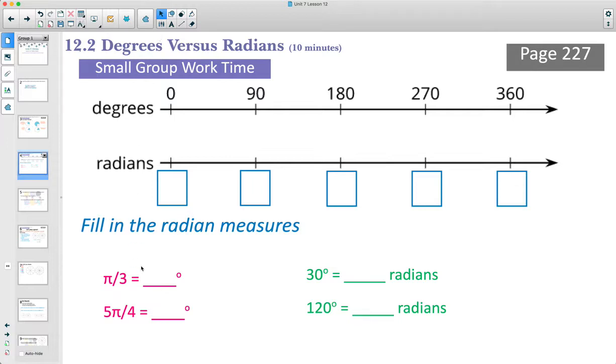Once you've completed that, questions 1 and 2 ask you to try to come up with how many degrees are these radians and how many radians are these degrees. After you've worked for a little bit, come back to the video and we'll talk through it.